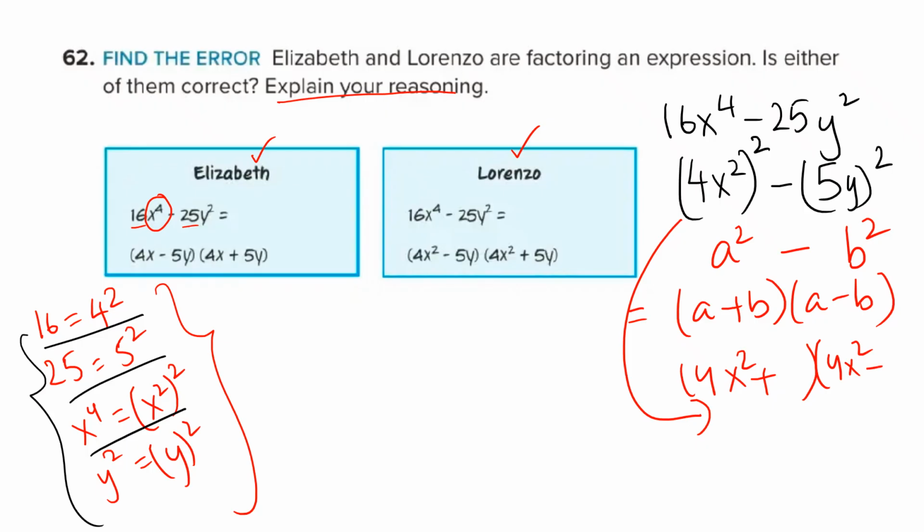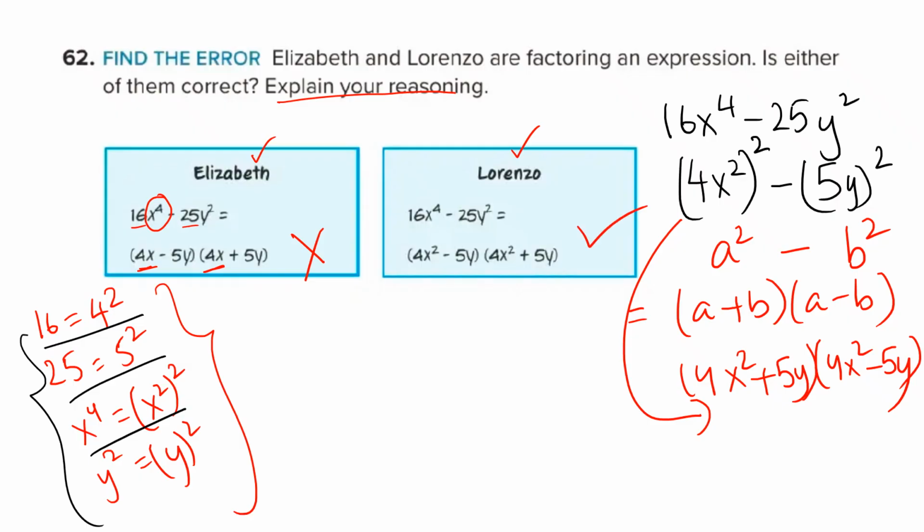One is plus, one is minus. Let's write the second term. How much? 5y. So this is the correct answer. Now think, tell me who's correct? Is Elizabeth correct? No, because she forgot the power here for 4x square. So this one is definitely wrong, and the one which is correct is Lorenzo because he did not make the mistake.